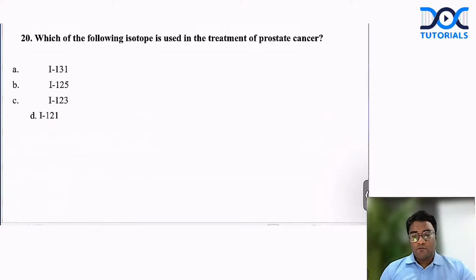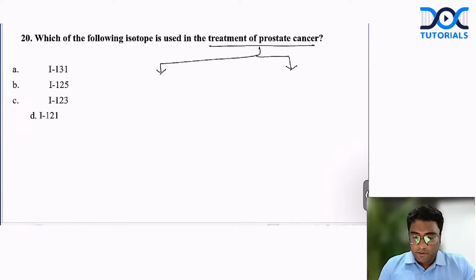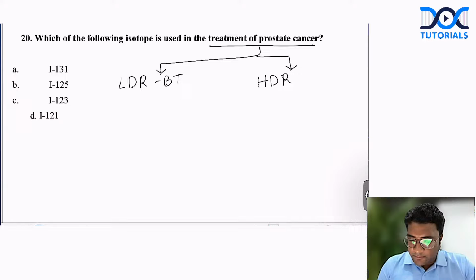Okay. Which of the following isotopes is used in the treatment of prostate cancer? What did you mark for this? Now, these iodine isotopes are important. Very good. So please remember, when you are going for treatment of prostate cancer, you can have two types of brachytherapy: one is low dose rate brachytherapy, and one is high dose rate brachytherapy.